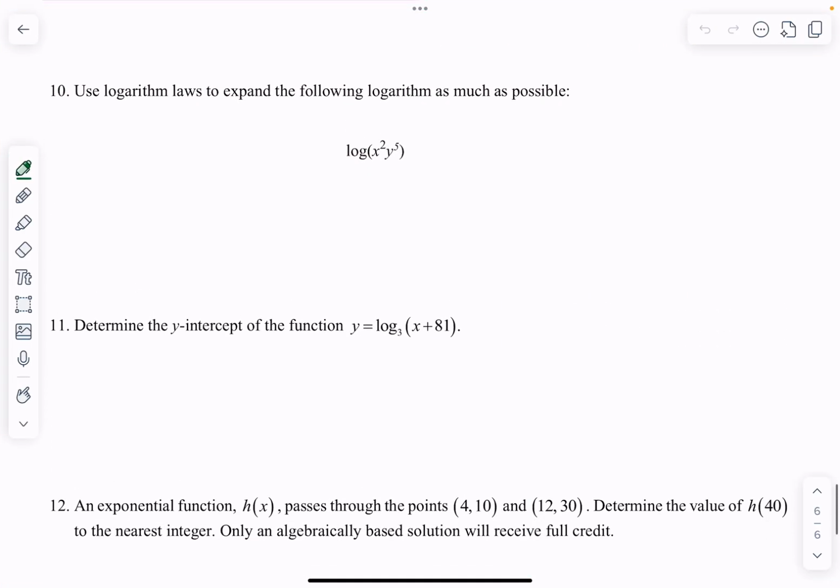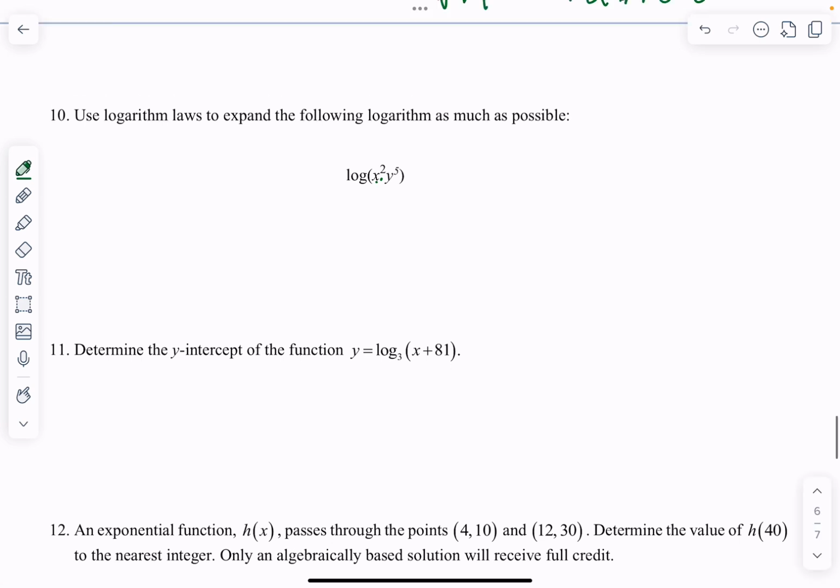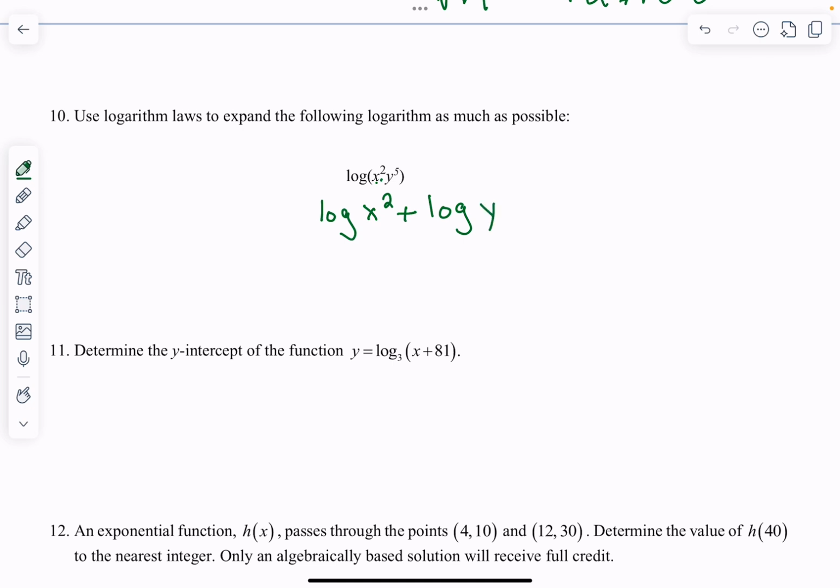Beautiful. All right, so using the laws of logarithm, expand this as much as possible. Okay, so we have, when they're multiplied, see this is multiplication, x squared times y to the fifth. That means we could break this into two logs. Log of x squared plus log of y to the fifth.